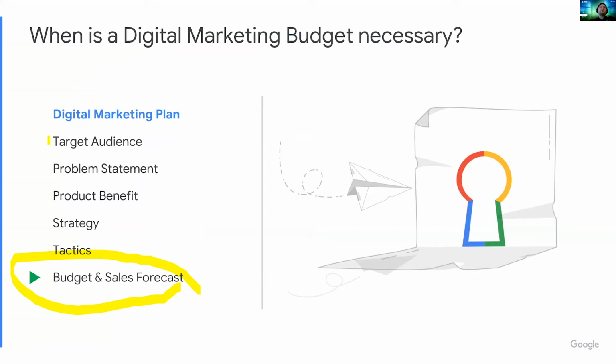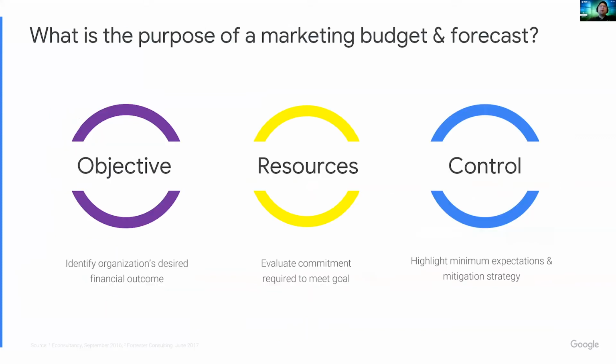So the budget is usually part of an additional document called a sales forecast, because in order to convince someone else to spend money, you must also talk about how much additional money that the organization will make, right? So why do we bother doing this? Because budgets and the forecast allow you to do three things. Number one, clearly communicate to all of the stakeholders what is the financial outcome that is considered acceptable for the entire team. Number two, identifying the resources required in order to achieve the outcome.